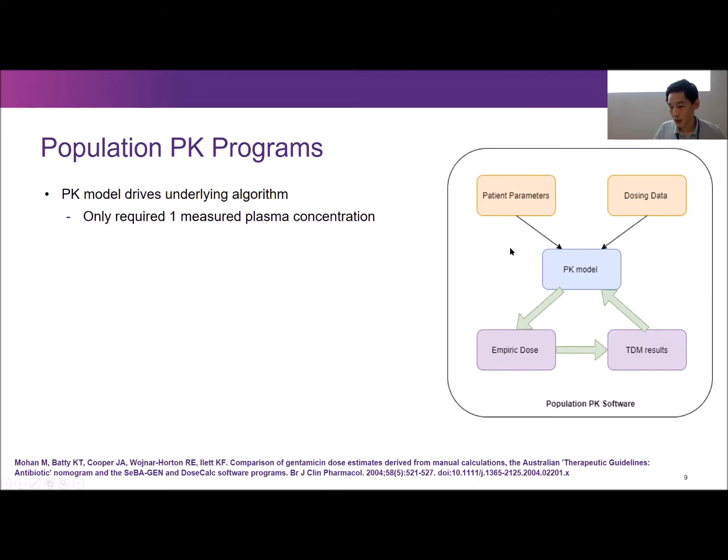You input your patient parameters and your dosing information and any TDM results that are relevant for your patient. What the program will then do is compare that to the pharmacokinetic model to determine what dose change needs to happen to be able to get you to your PK/PD target. It then generates an empiric dose which the clinician can then prescribe for the patient, and you can then repeat a separate TDM sample to see if you've achieved your concentration. If you are still subtherapeutic or toxic, you can obviously repeat this whole cycle again to get a new dose depending on your TDM results.